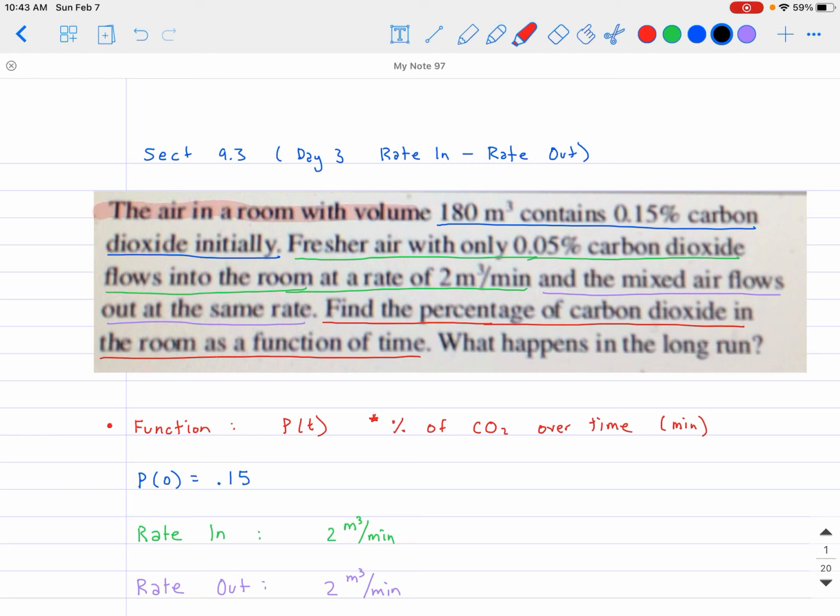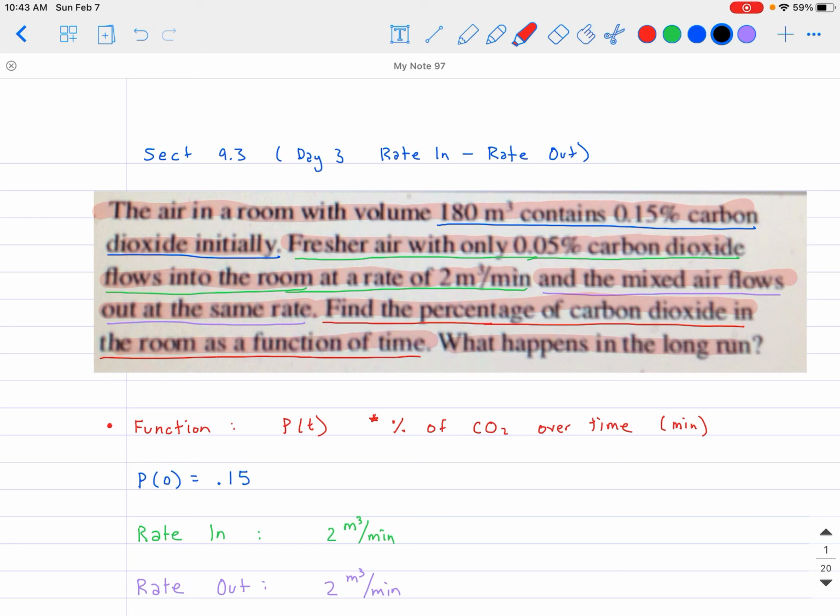The air in a room with volume of 180 cubic meters contains 0.15% carbon dioxide initially. Fresh air with 0.05% of carbon dioxide flows into the room at a rate of 2 cubic meters per minute, and it's also mixed with the airflow out at the same rate. Find the percentage of carbon dioxide in the room as a function of time. What happens in the long run?